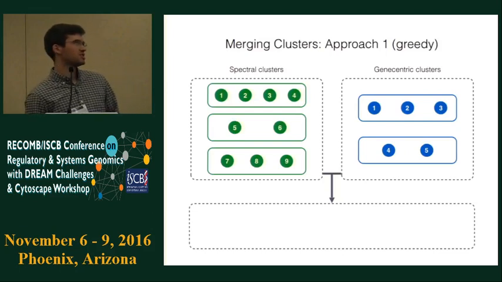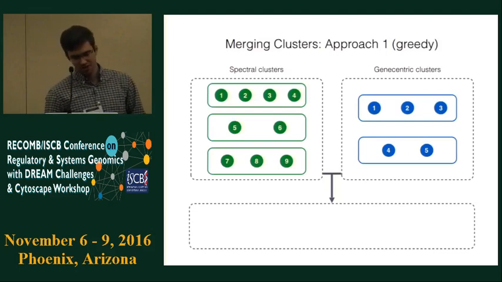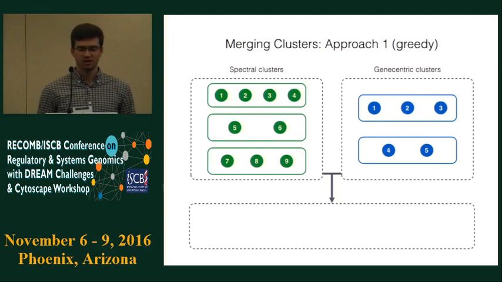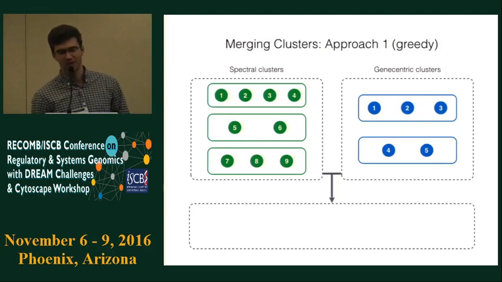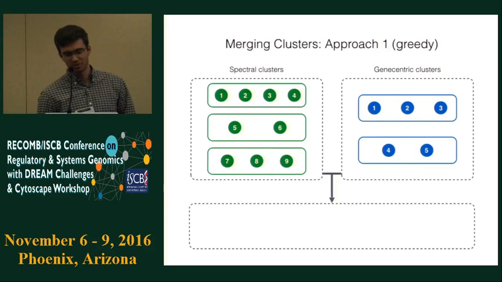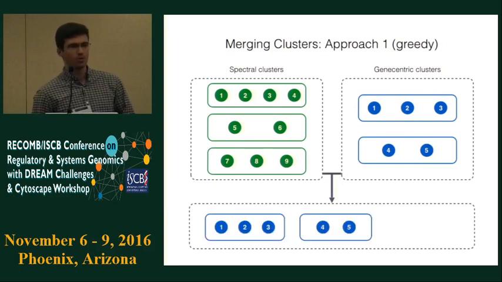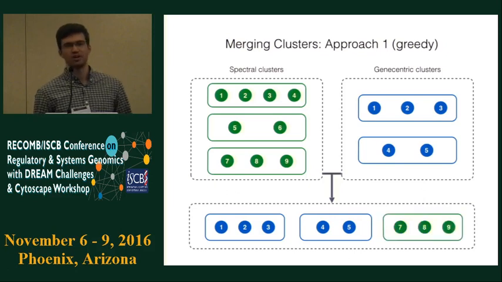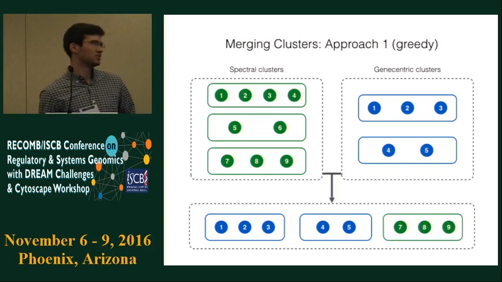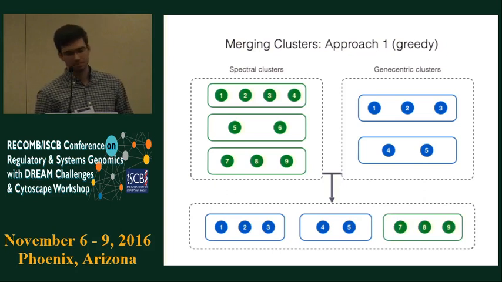The first one was just this simple greedy approach. So on the left, you can see that we have our set of clusters derived from spectral clustering, and on the right, we have a much smaller set of clusters derived from this gene-centric method. And all we're going to do in this case is prefer the gene-centric clusters, and take any spectral cluster that doesn't overlap with any of those. So it's really just a greedy approach. We're just preferring the ones on the right. And we ended up using this for our final submission on network 3.